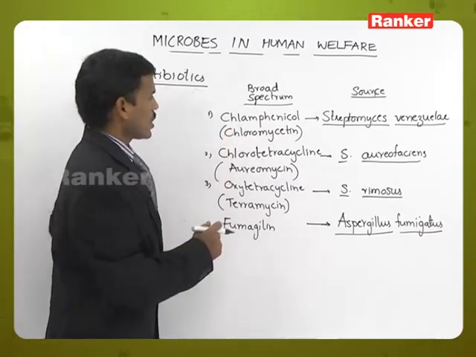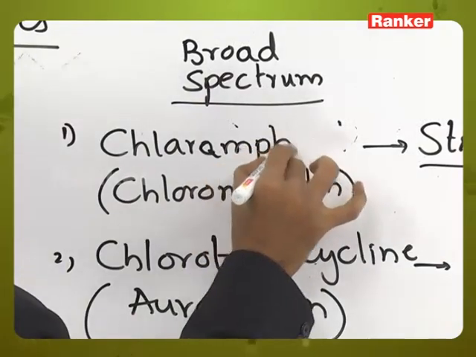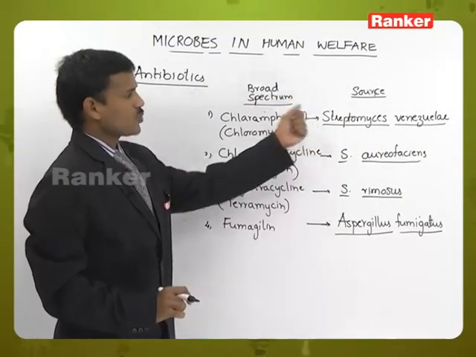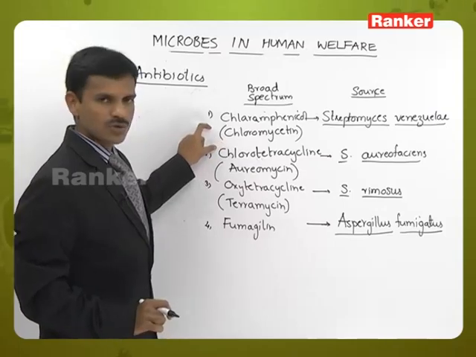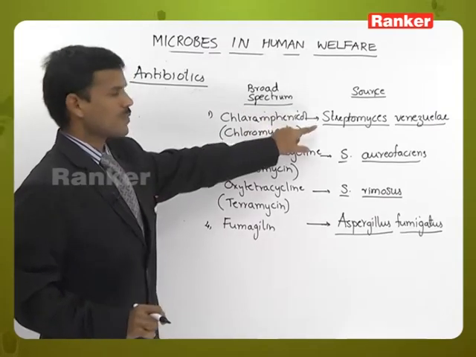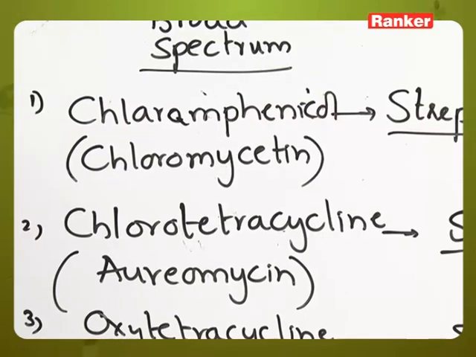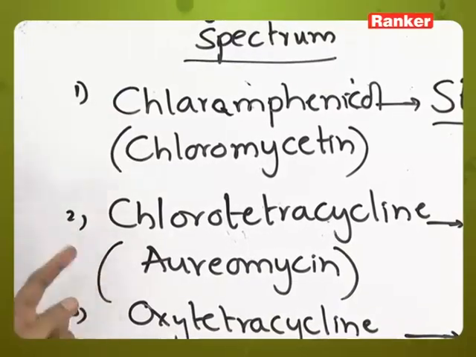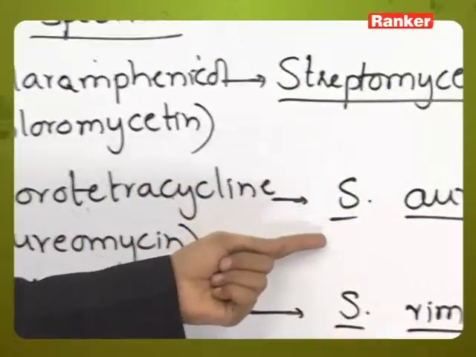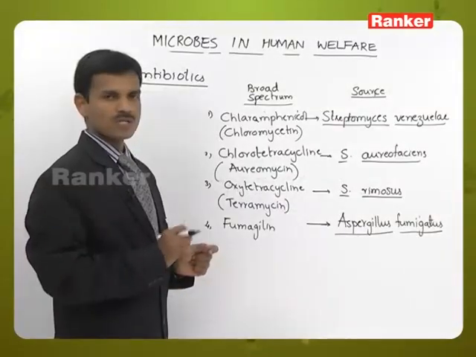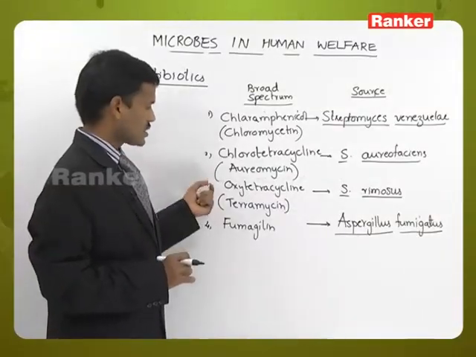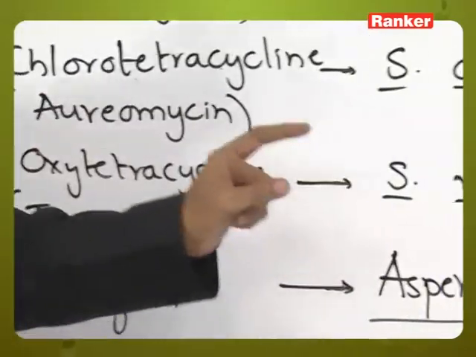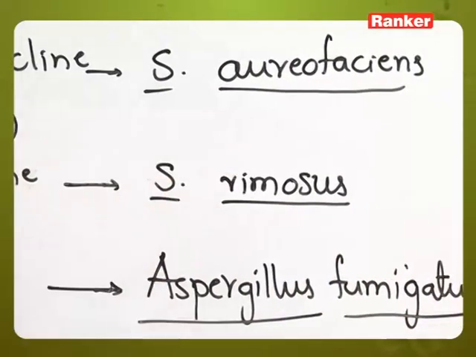Here, chloramphenicol is extracted from the bacterium Streptomyces venezuelae. It is also known as chloromycetin. Streptomyces is an actinomycetes bacterium. Chlortetracycline, also known as aureomycin, is extracted from Streptomyces aureofaciens, also an actinomycetes bacterium. And oxytetracycline, also known as terramycin, is extracted from Streptomyces rimosus.